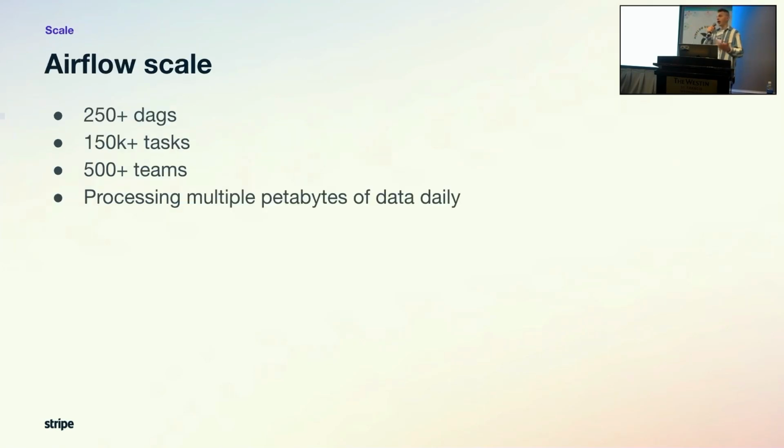In terms of Airflow scale, probably everything that Stripe is doing won't be possible without Airflow and data. Airflow, in our case, is the core component of all our data pipelines, powering everything from getting transactions from our backends to the most important financial reports that we present to the business on a monthly basis. We have around 250 DAGs with 150,000 tasks used by around 500 teams at Stripe, processing multiple petabytes of data daily.